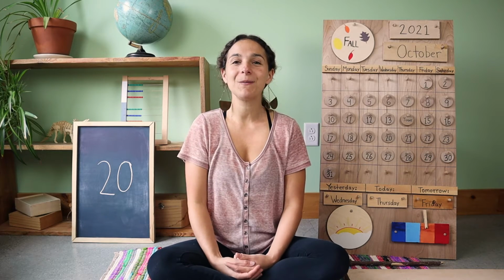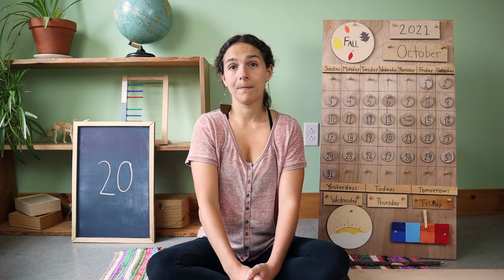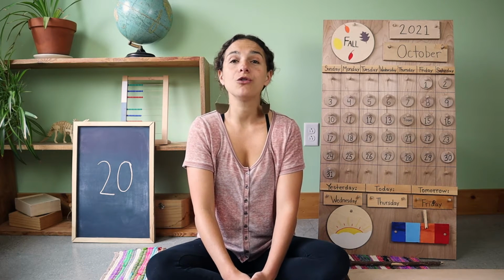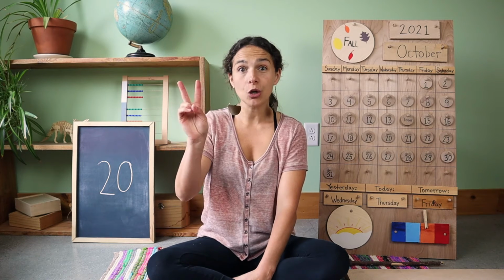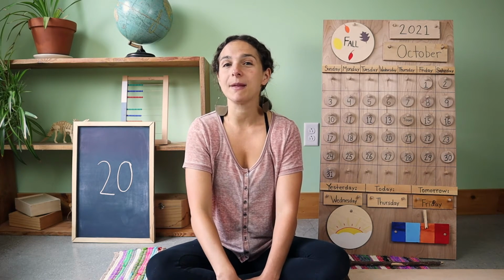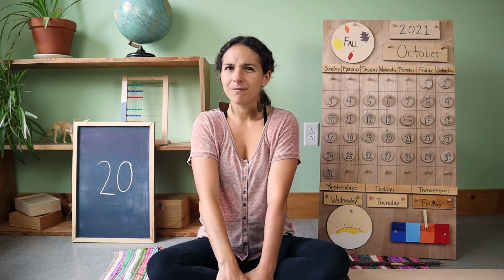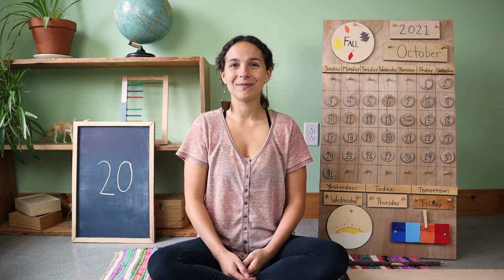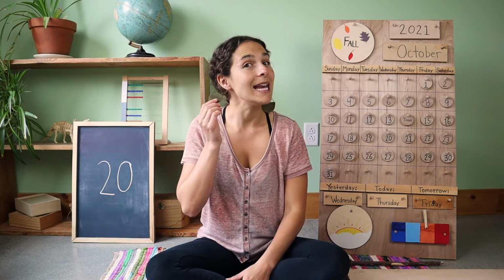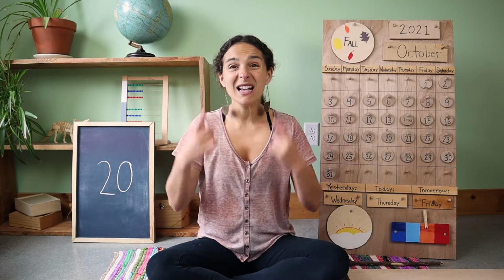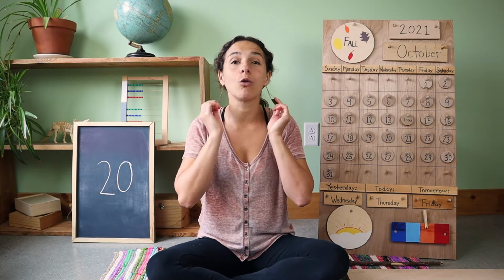Here's your first clue. This is a type of jewelry. This jewelry usually comes in a pair or a set, so that means two. And this is something that you wear on your ear. What could it be? Earrings or an earring.